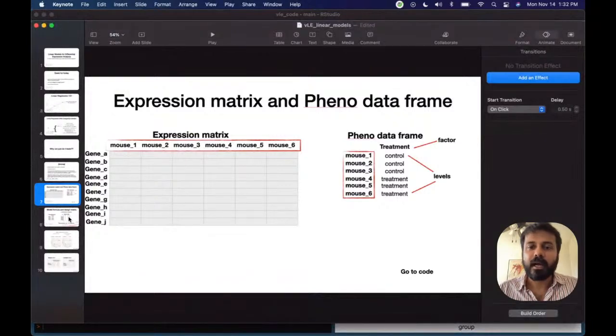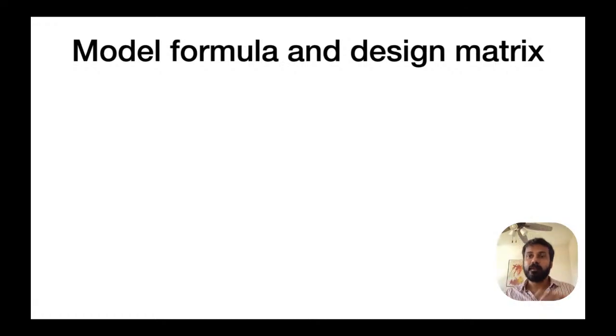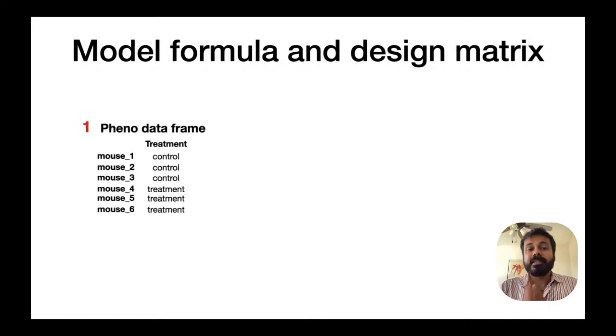So now let's take a look at how to use limma to do this differential expression analysis. There are a few steps here, so let's go through them slowly and hopefully thoroughly. We start off with our pheno data frame, which recall looks like this. It's pretty simple. We just have these six rows that correspond to our six samples, and then we have this treatment column that tells us which group each mouse belongs to.